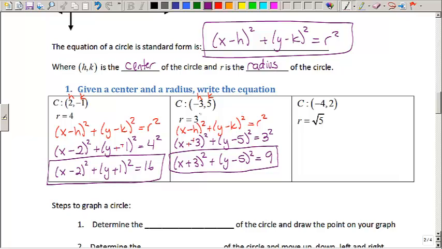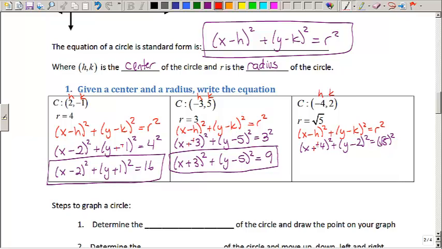The last problem, I'm given an h, k, and this time my radius is the square root of 5. It may look a little bit more difficult, but it's no harder than the others. We still take our information and substitute it into the standard form of the equation. X minus negative 4. Minus because there's a minus from the formula, negative because there's a negative on the 4. Squared plus y minus k, but k is 2, squared, equals r, which is the square root of 5, squared.